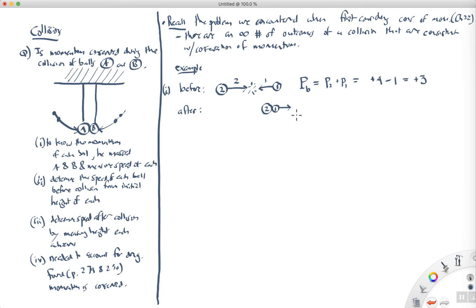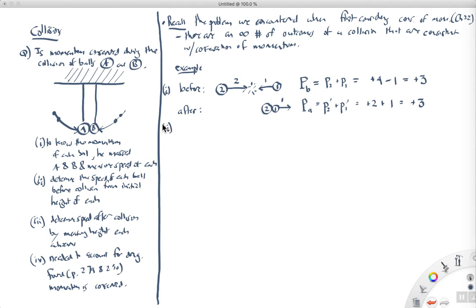Okay? What about after the collision? Well, let's suppose this has a mass of 2, this has a mass of 1, they're stuck together and moving to the right with a speed of 1. What is the total momentum of the system after the collision? Well, it's going to be the momentum of ball 2 after plus the momentum of ball 1 after. Since they're moving at the same speed, 2 times 1 is positive 2, plus 1 times 1 is 1. So the momentum after the collision is plus 3. So momentum is in fact conserved in this collision.